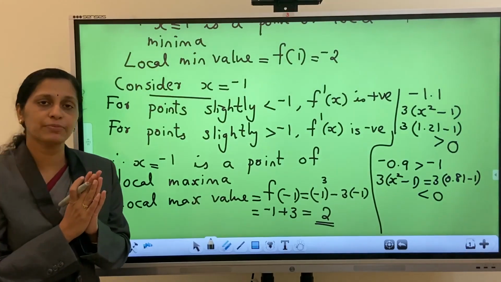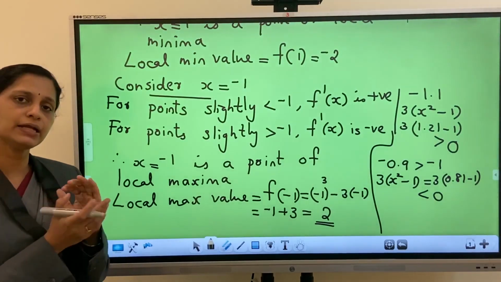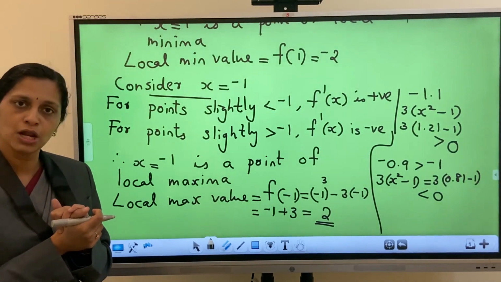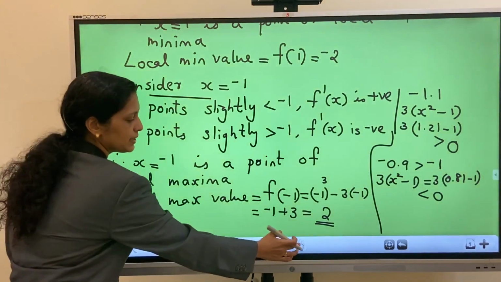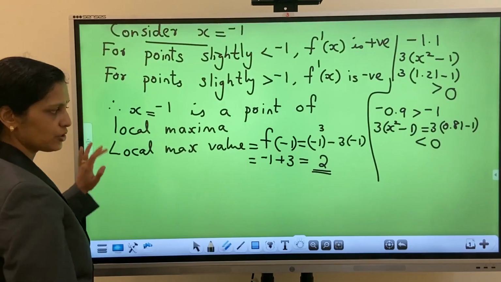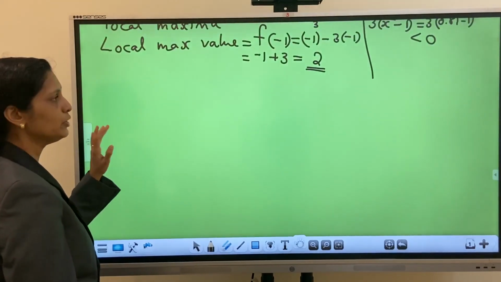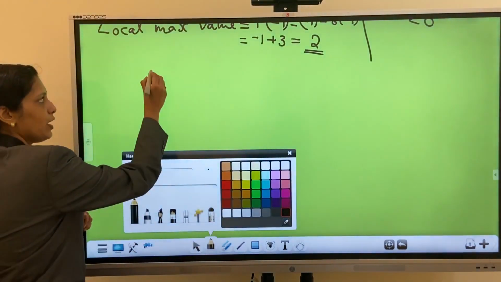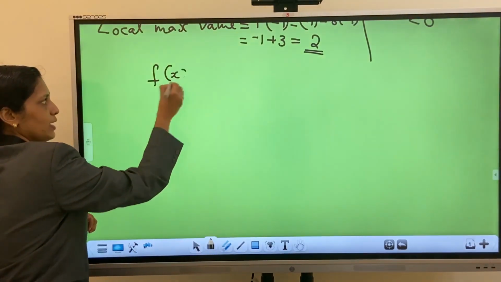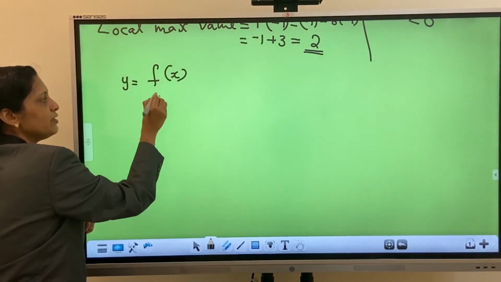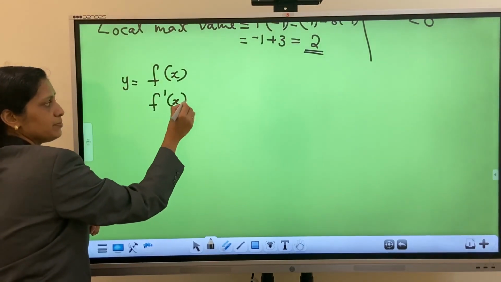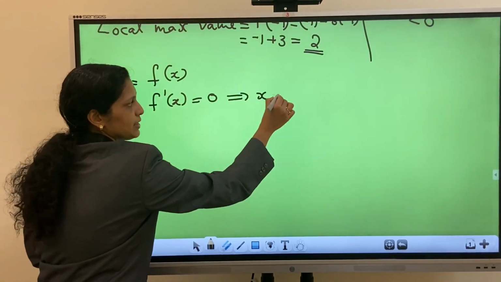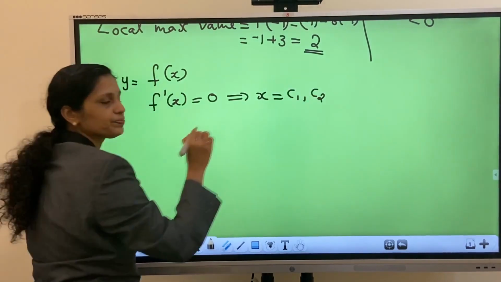Next, I am going to tell about second derivative test. Second derivative test is also we are using for finding local maxima and local minimum. Here the method for finding local maxima and local minima using second derivative test is like this. Listen. If you have a function y is equal to f of x, we need to find f dash x, and by putting it to 0, you will get critical points. Let it be C1 and C2.